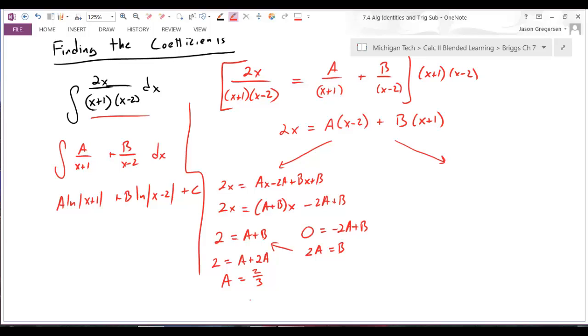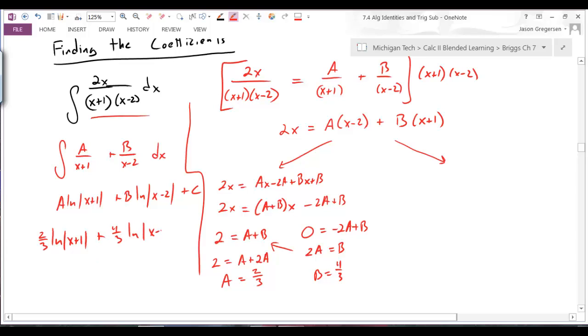But if a is 2/3, I have a relationship now to find b. If a is 2/3, what's b? B is equal to 4/3. And then I know my solution. My solution now is 2/3 natural log of x plus 1 plus 4/3 natural log of x minus 2 plus some constant.